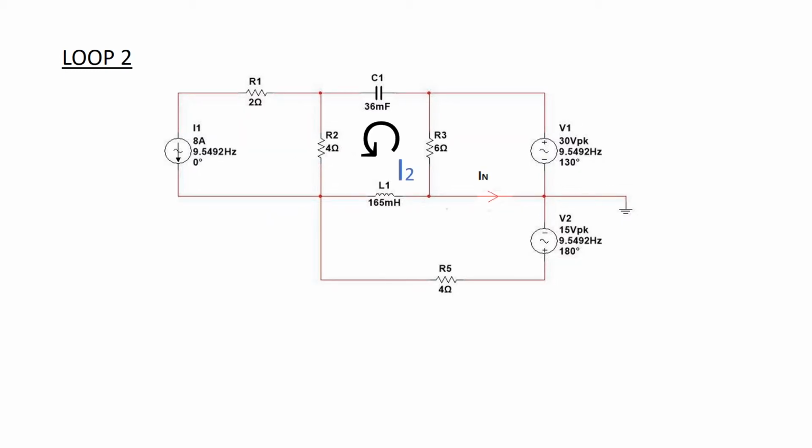Next, this is the loop for loop 2. This is the equation for loop 2. Then we derive the equation and we get the final equation for loop 2.